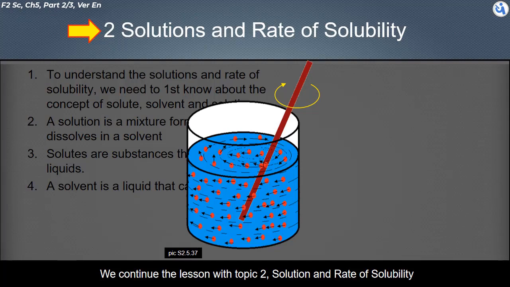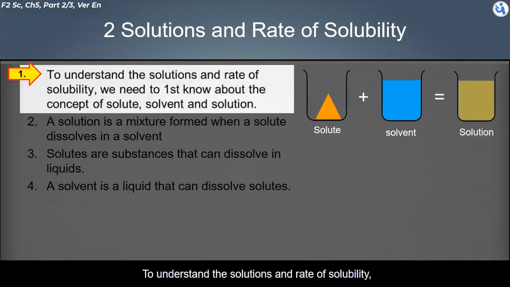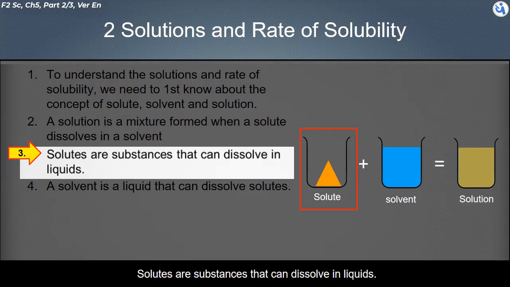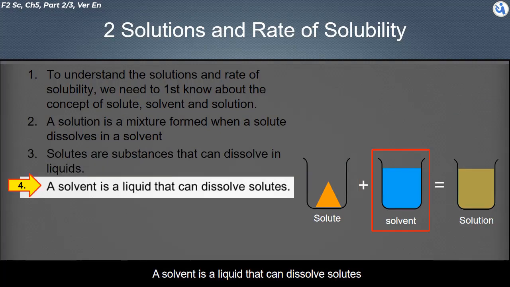We continue the lesson with topic 2, solution and rate of solubility. To understand solutions and rate of solubility, we need to first know about the concept of solute, solvent, and solution. A solution is a mixture formed when a solute dissolves in a solvent. Solutes are substances that can dissolve in liquids. A solvent is a liquid that can dissolve solutes.